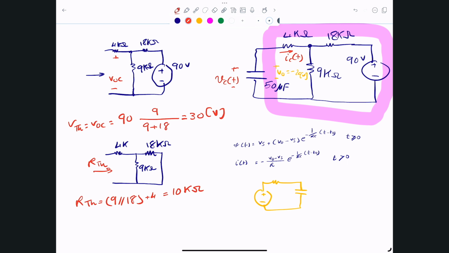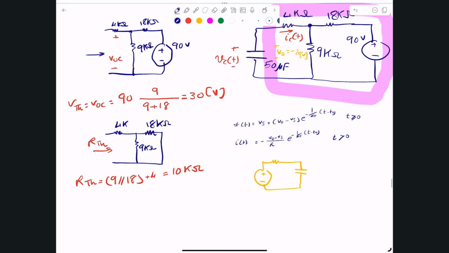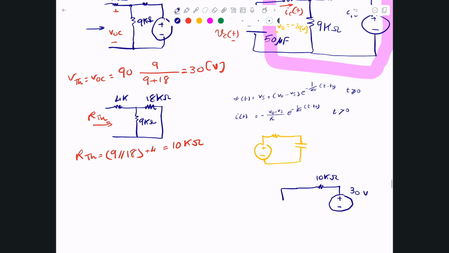All right, so now I know the Thevenin equivalent. So now let me just redraw that circuit. This voltage source now, what I have is plus minus. Instead of 90 volts, I have 30 volts. And then I have a resistor of 10 kilo ohms. And that basically is connected to the 50 microfarads in here. Okay, so this is the 50 microfarads.